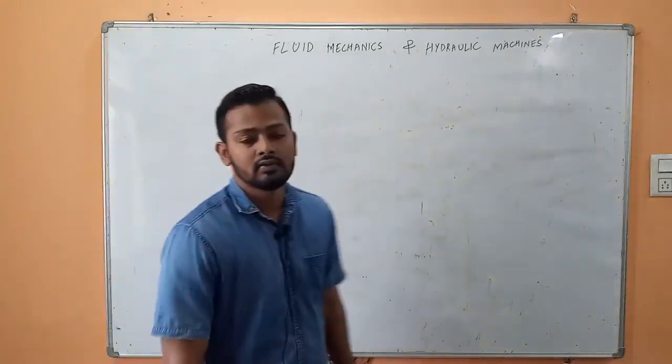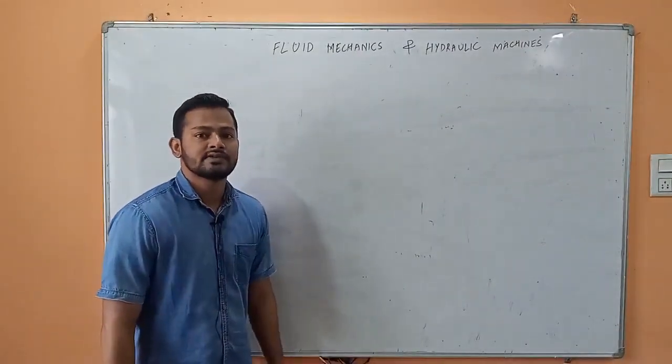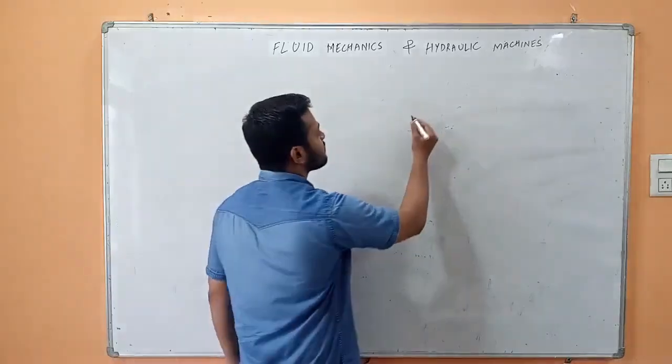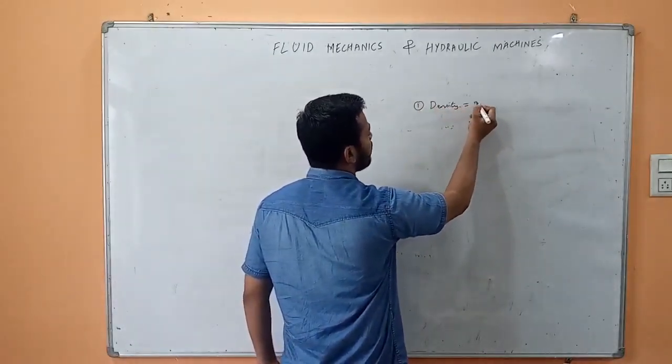Hello, good afternoon everyone. This is lecture 2 of fluid mechanics and hydraulic machines. In the last class we studied fluid properties. The first fluid property was density, which is given as mass by volume.